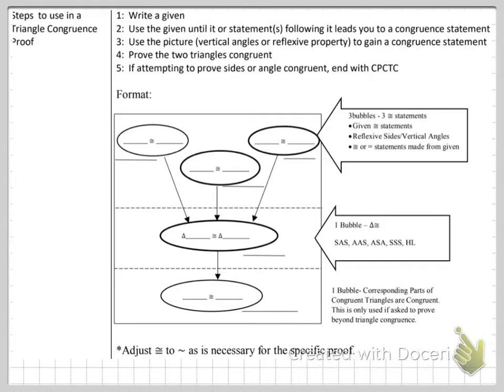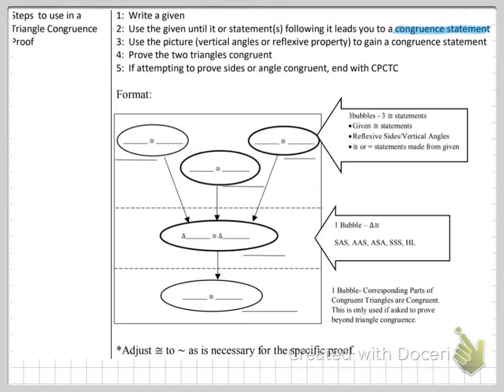All right, so steps to use in a triangle congruence proof. We're going to write the given, use the given until it or the statements following it lead you to a congruence statement. So we want that congruence. It's really a big key here. We want the congruence statement.